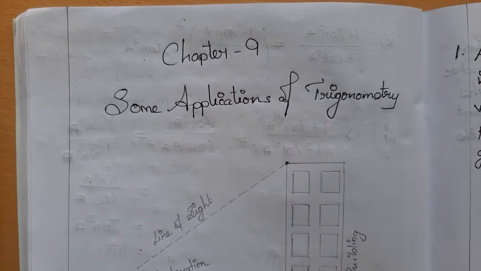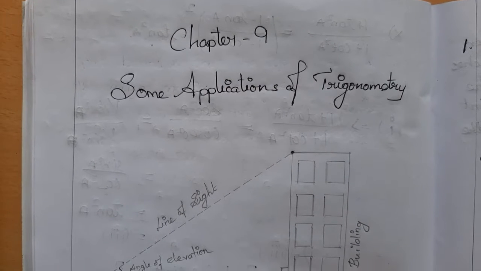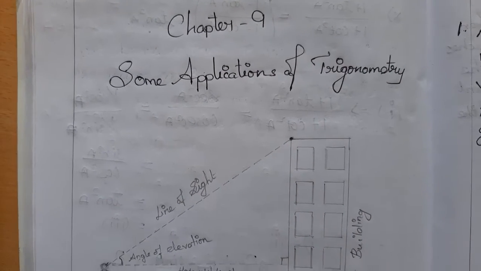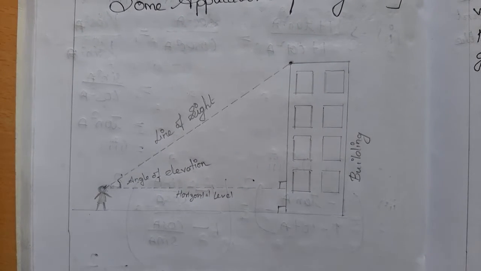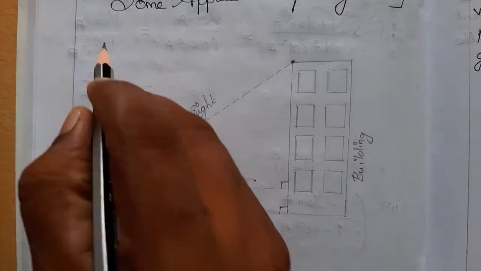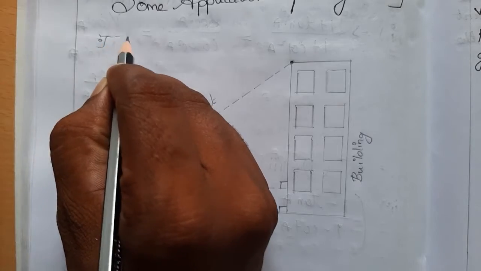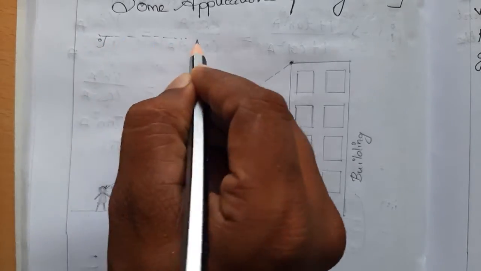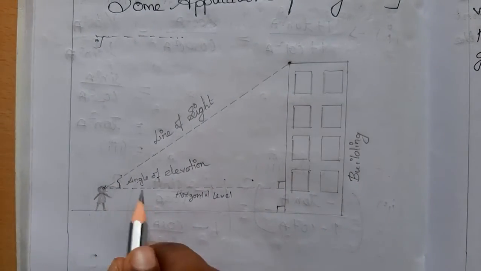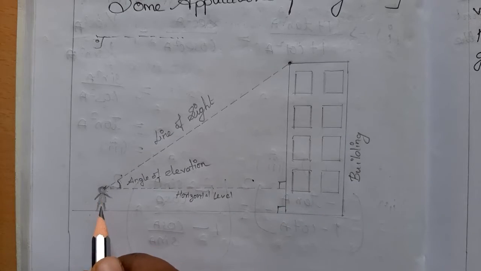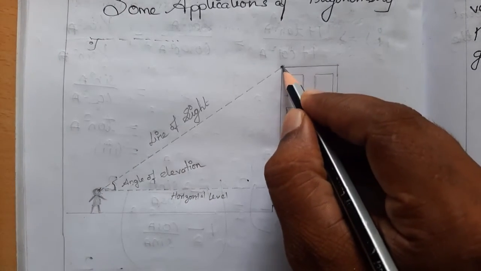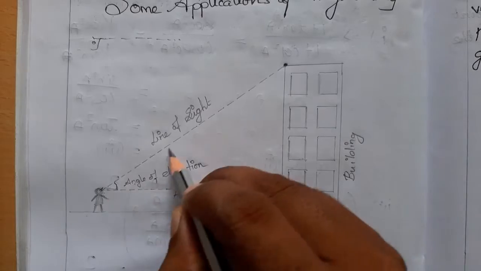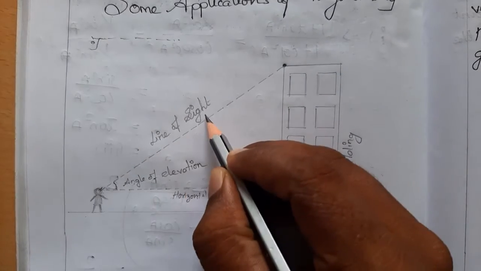Hi students, today we are going to see chapter 9, some applications of trigonometry. Here I started with one simple situation. A normal human being will have eye contact straight, right? This straight line is called the horizontal level. The human is standing here and watching the top of the building, and that eyesight I have written as the line of sight.